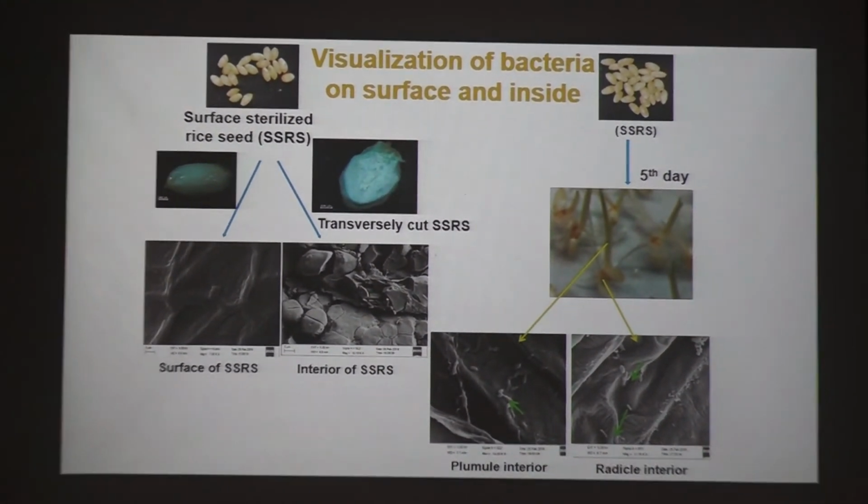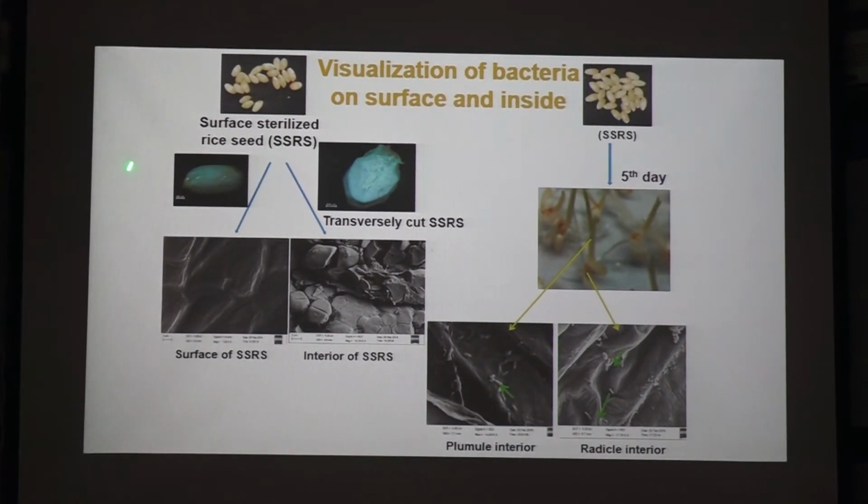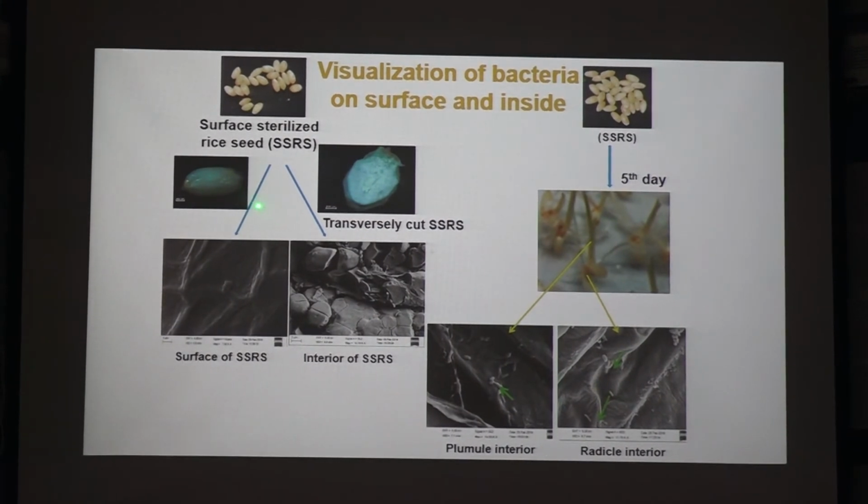Now, I'll give the example only with Jill Mill's work, but we have data for other crops too. You have some surface sterilized rice seeds. On the surface you don't see bacteria, these are some images. But if you cut a transverse section, you see bacteria there, right?